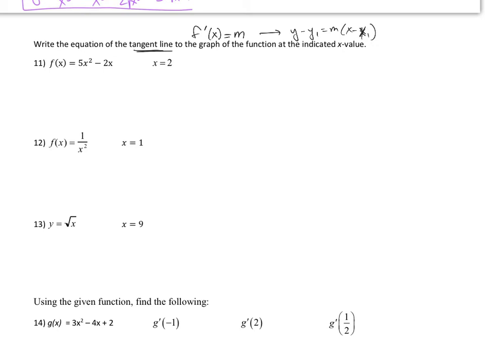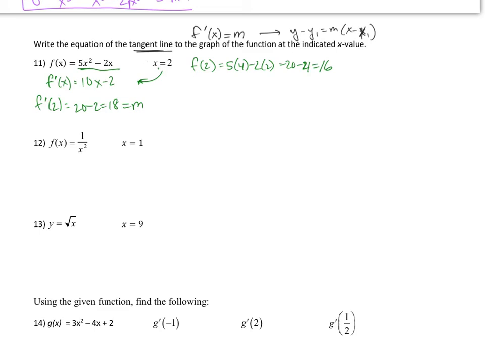So for this first problem, what I need to do is find the derivative. F prime of x is going to be 10x minus 2. At this x equals 2 value, f prime of 2 is going to be 20 minus 2, which is 18, and that's my slope. Now, I need to know my x1, y1 value. Well, this is obviously the x1 value, so we need f of 2, and I'm going to plug it in directly right here. That gives me 5 times 4 minus 2 times 2, which is 20 minus 4, which is 16.